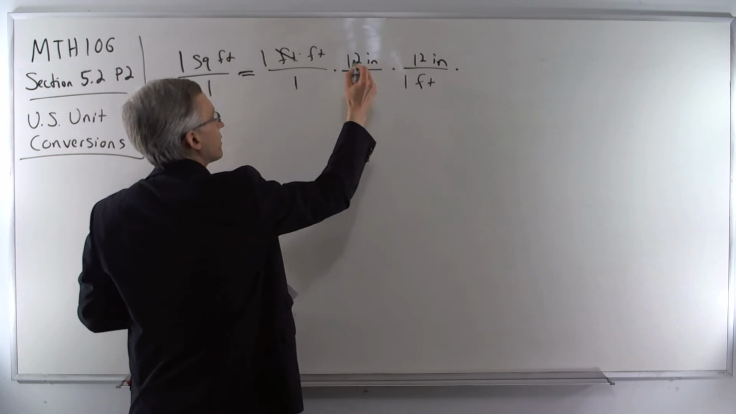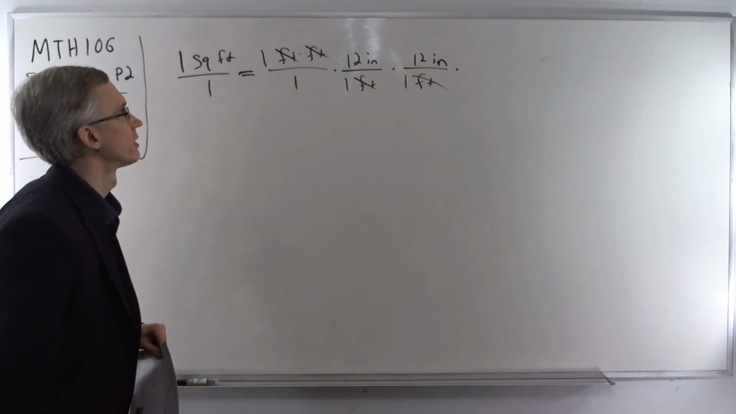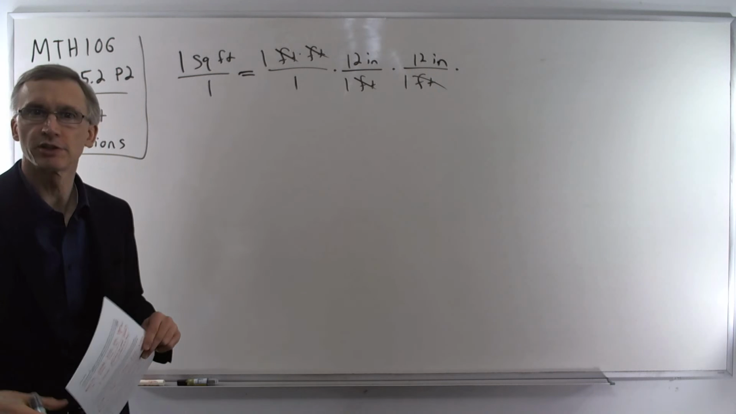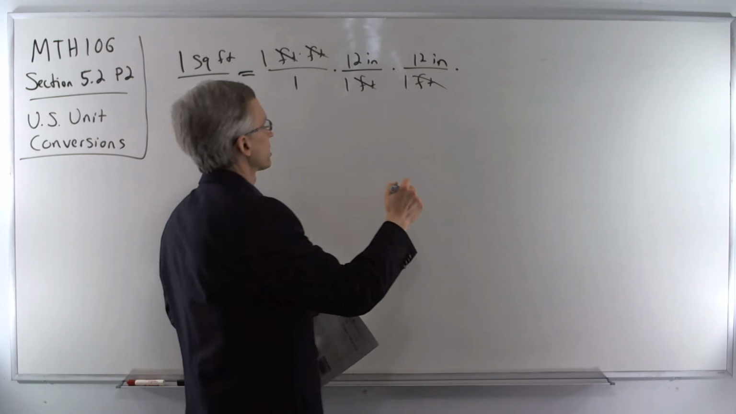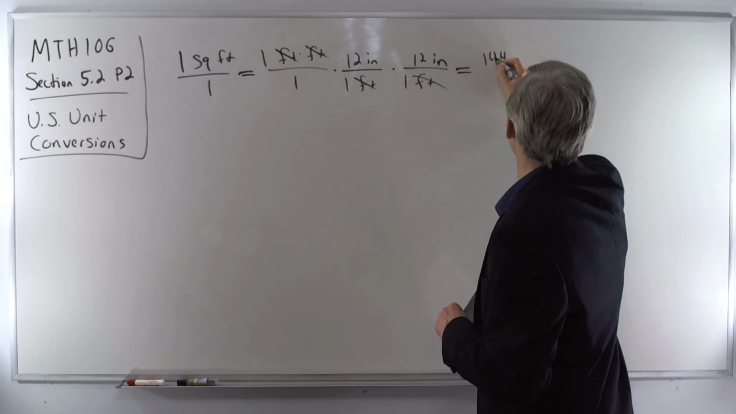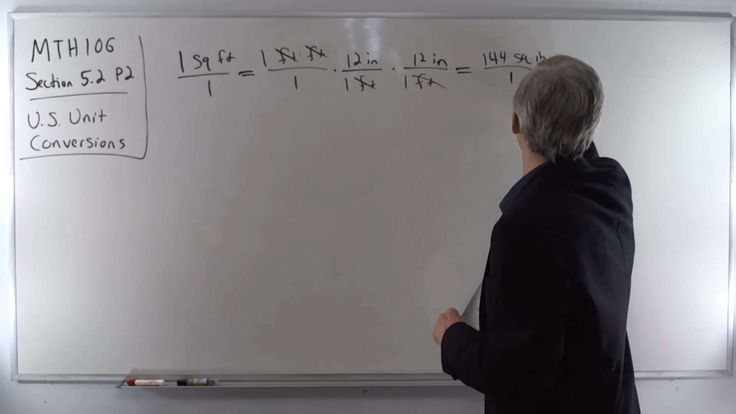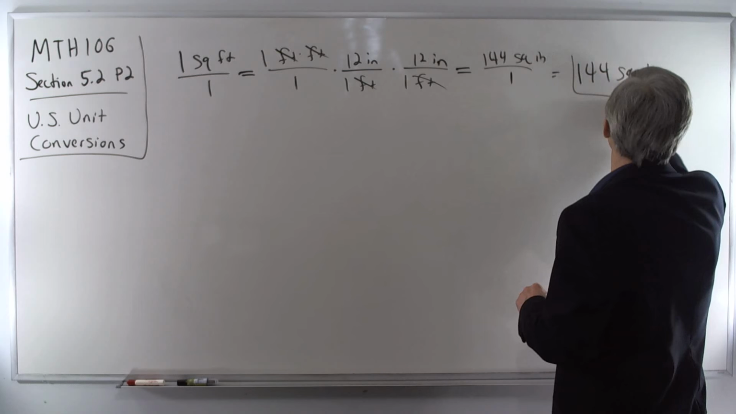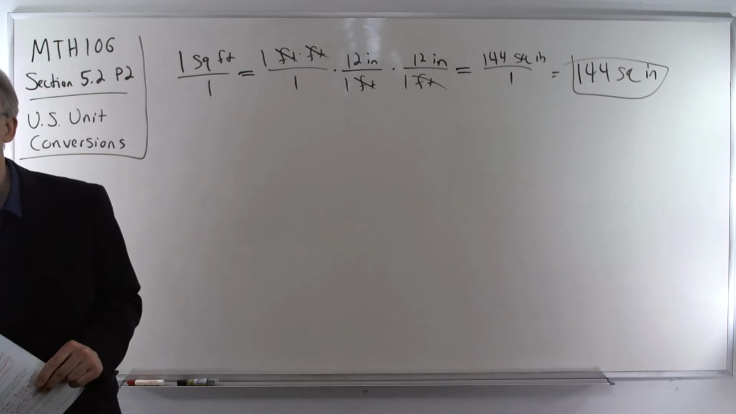And now we've got feet that will cancel here, and feet that will cancel here. So the feet are gone, and what units are we left with? We've got inches times inches, and inches times inches is inches squared, or square inches. So that's exactly what we're looking for. Multiplying straight across, 1 times 12 times 12, that is 144 square inches. Multiplying across the bottom, it's just 1. So that's 144 square inches, and that's the value that you see in the table. So that's where those values come from, by doing a double conversion.